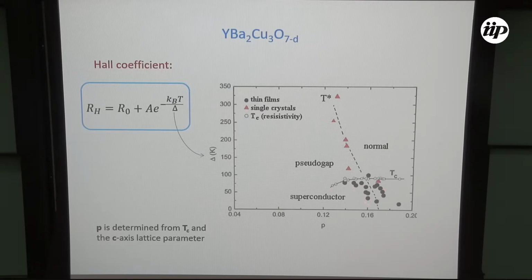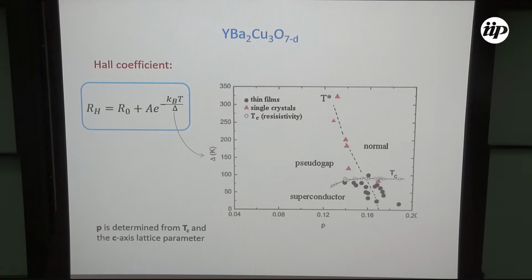The thin films are mostly, for this characteristic temperature, inside the superconducting dome. I must say here that the doping level, the concentration, is determined through the critical temperature and also from the C-axis parameter, so a double check for obtaining the doping level. And then these are the results for all studied samples.